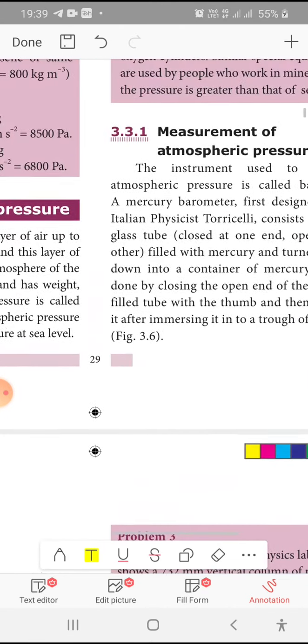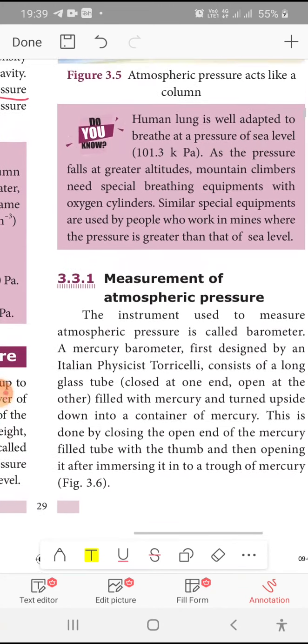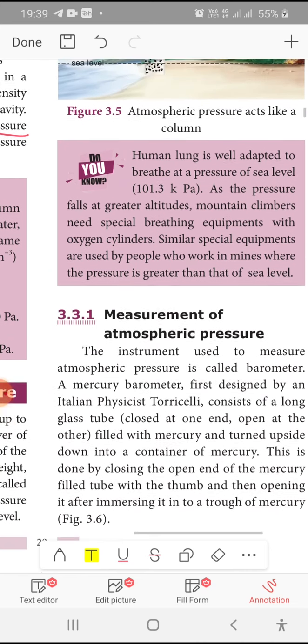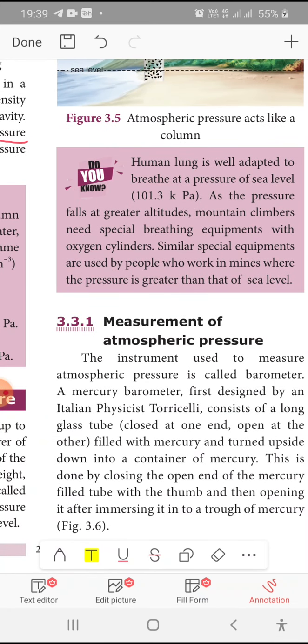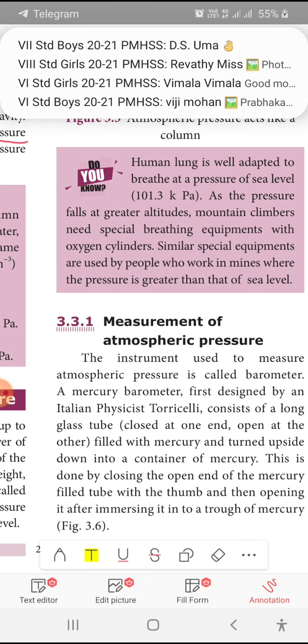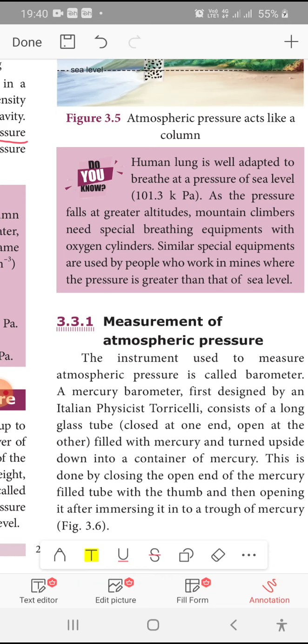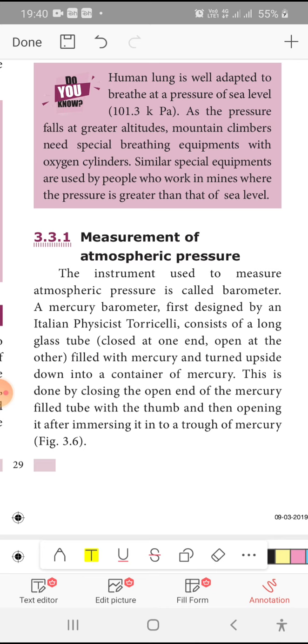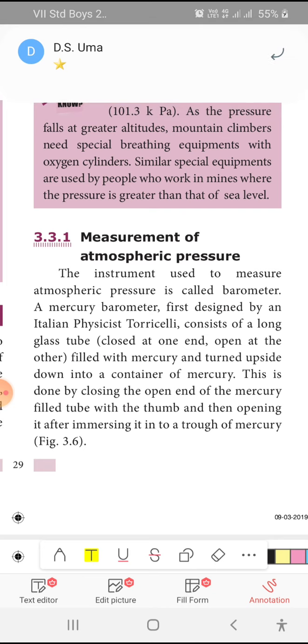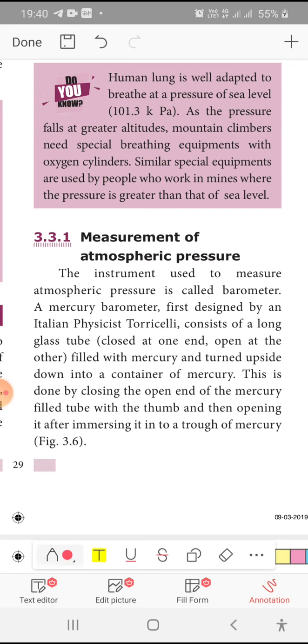Based upon the atmospheric pressure, I told you whenever we are studying a definition, we must study the formula, its unit and the measuring instrument. Till now we studied what pressure is, the formula, and the conversion of the formula in terms of height, density and gravity. Now we are going to find out the instrument to measure the atmospheric pressure. Measurement of atmospheric pressure. The instrument used to measure the atmospheric pressure is called a barometer. So underline that.